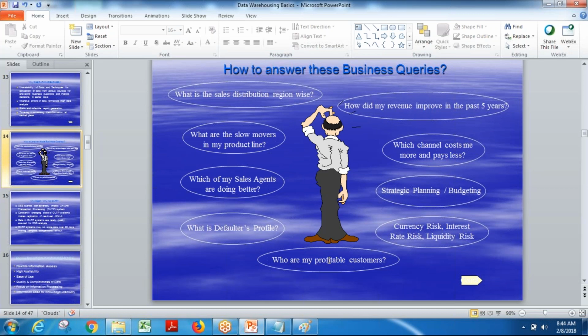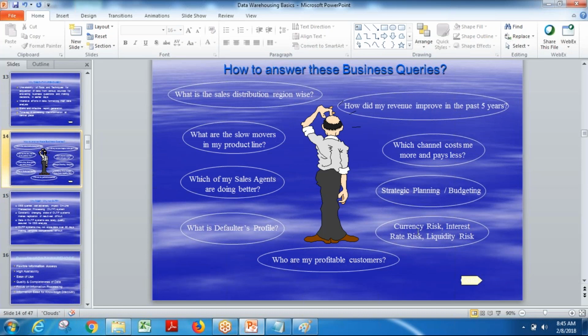Or just to understand the revenue growth, how it has improved in the last 5 years. And if you're marketing your products through different channels, which channel gives you more customers, that you need to understand. Or even, a data warehouse can help you with strategy planning and budgeting. How much I have to invest in sales, how much in IT, or how much in marketing, and all those things. You can even do the strategic planning and budgeting.